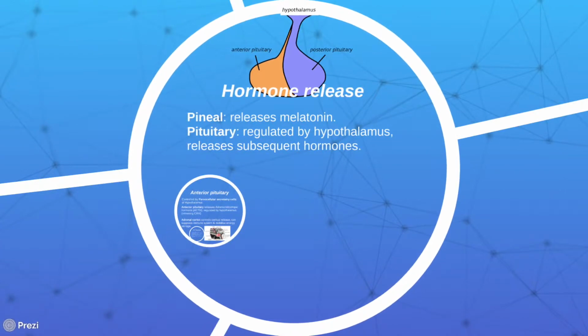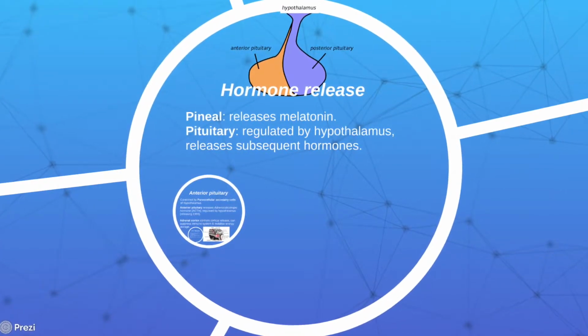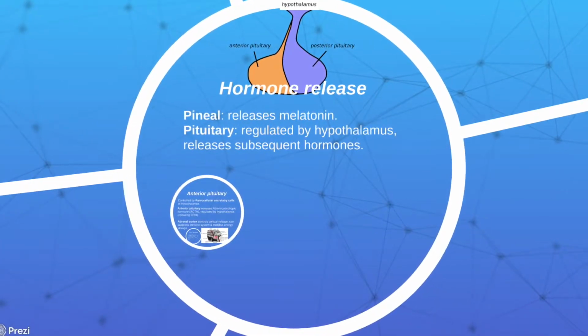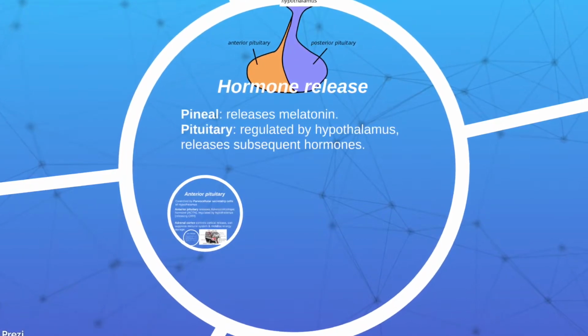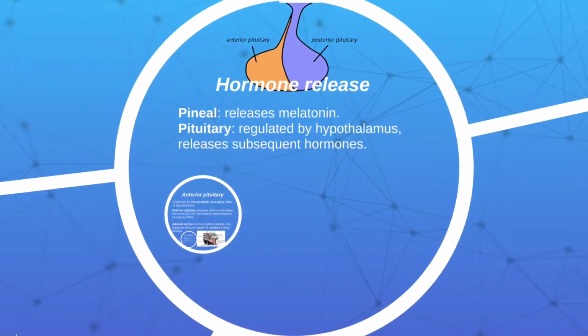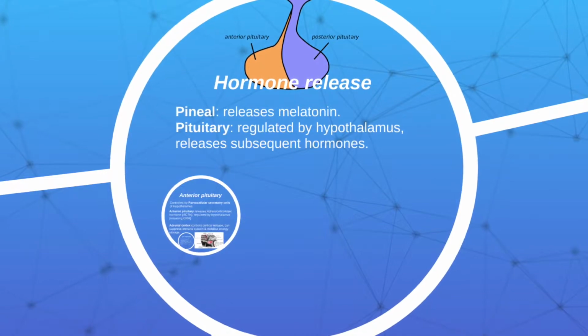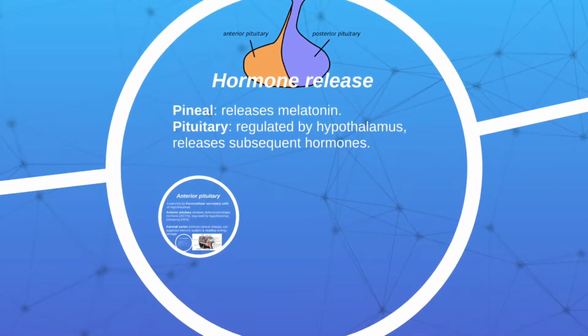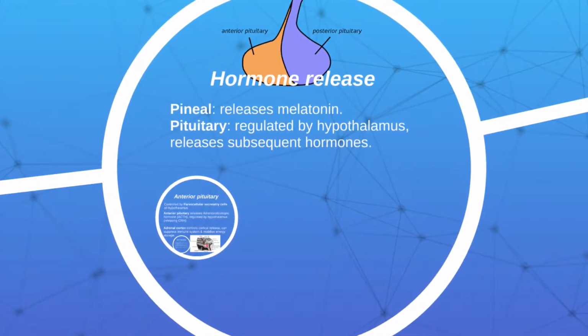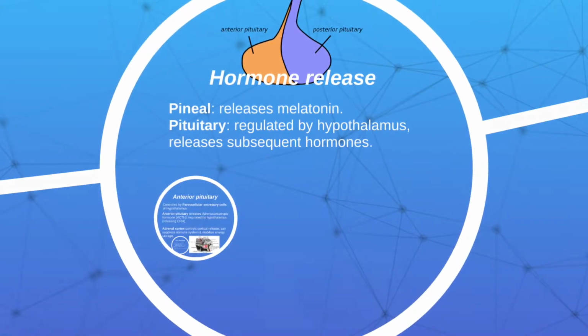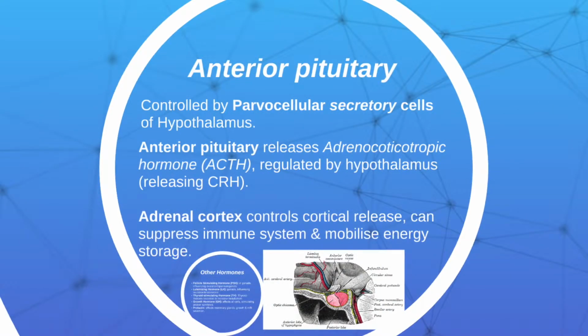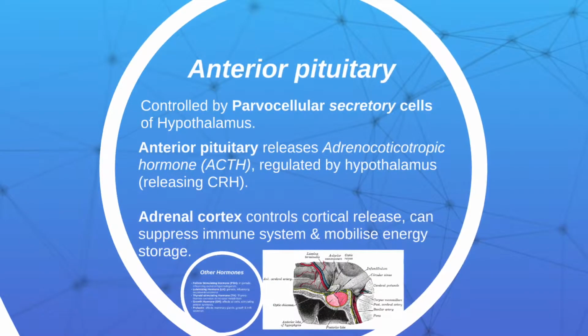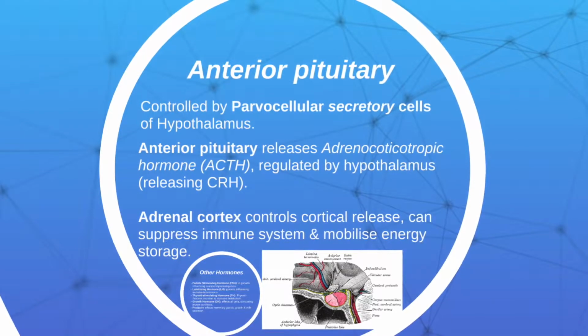Hormone release. There are two primary glands or areas in the brain that are important for hormone release. These include the pineal and pituitary. The pineal gland releases melatonin, while the pituitary, which is regulated by the hypothalamus, releases subsequent hormones. The anterior pituitary is controlled by the parvocellular secretory cells of the hypothalamus.